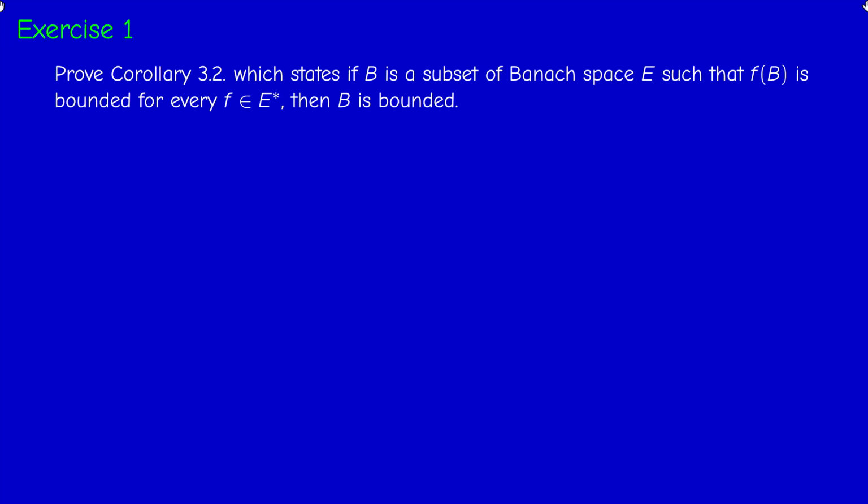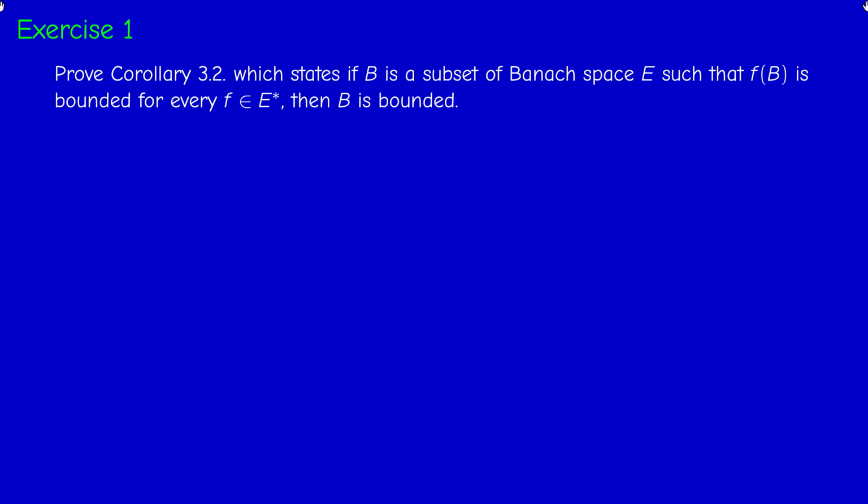So, why is this useful? Because the image of B under any linear bounded map is a subset of R, right? Linear functions here, so an element in E star. So it's easier to work with subsets of R than with subsets of a Banach space, okay? So to prove that a subset is bounded, we look at its images under all linear continuous functionals from E to R.